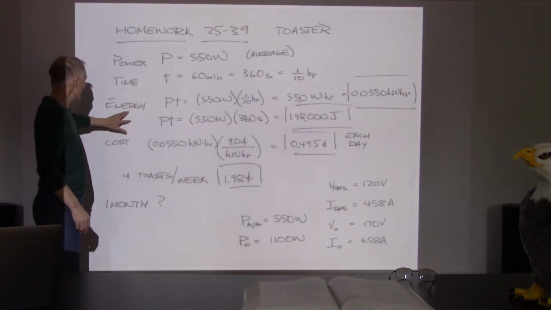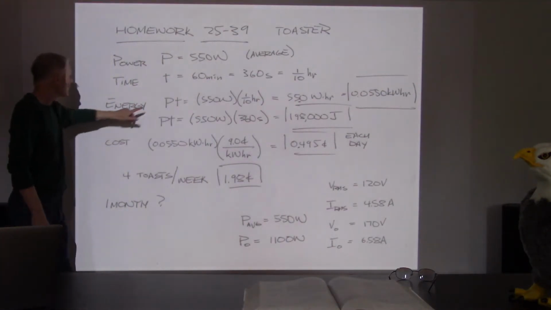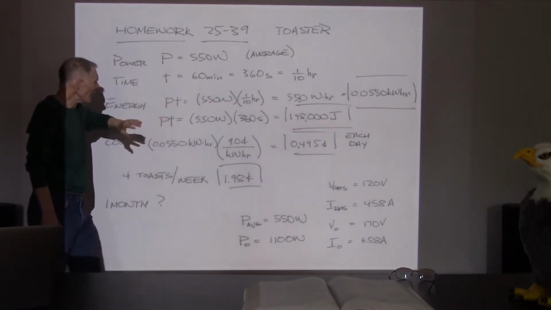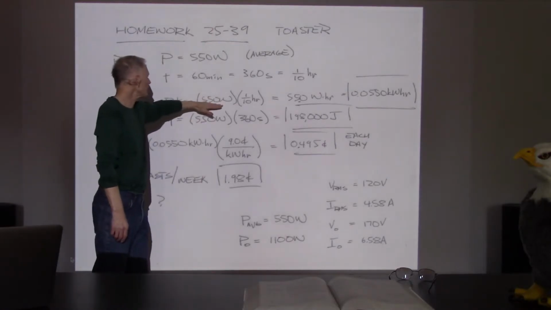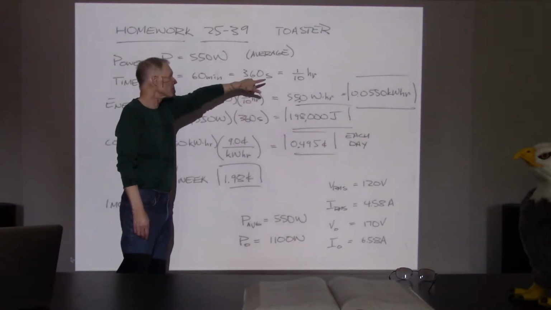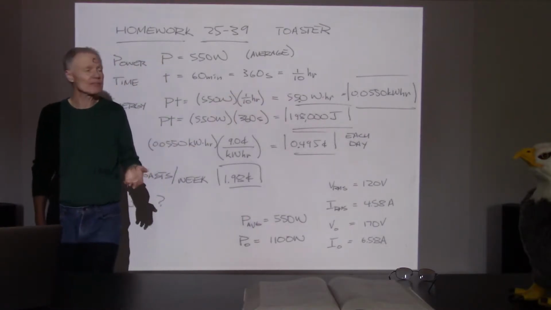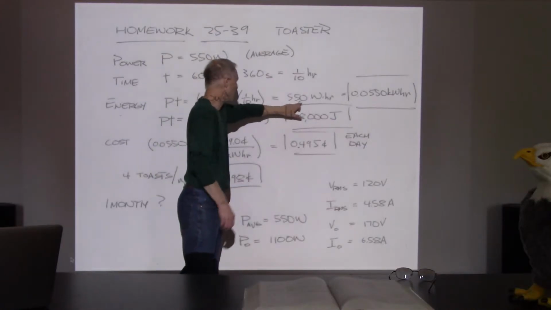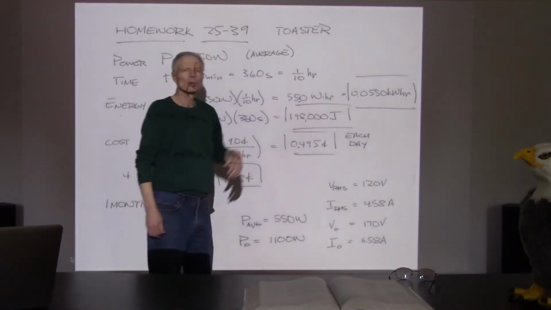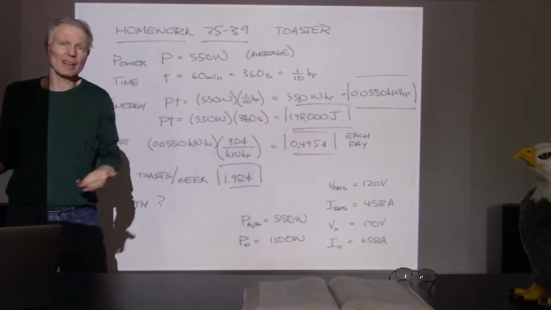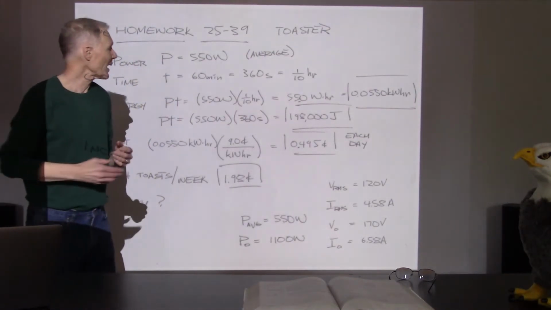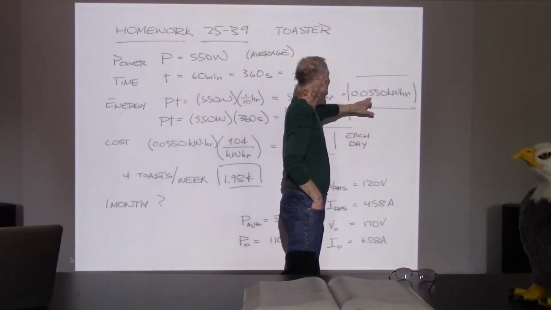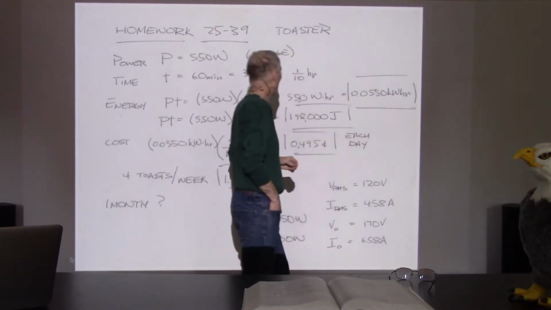So I calculated the energy. Now, the energy we can get by taking power, remember P is power here, times time, and I did it two different ways. I did it as 550 watts times 1/10 of an hour. That's what the 6 minutes is. And what that gave me was 55.0 watt hours. Well, a watt hour sounds kind of like a kilowatt hour. There's got to be a factor of 1,000 in there. So we have to divide through by 1,000, and that gives us 0.0550 kilowatt hours.